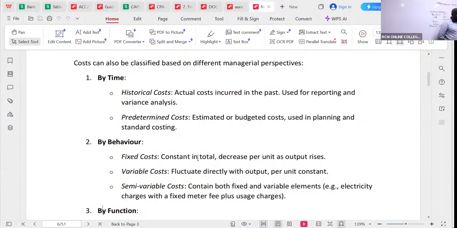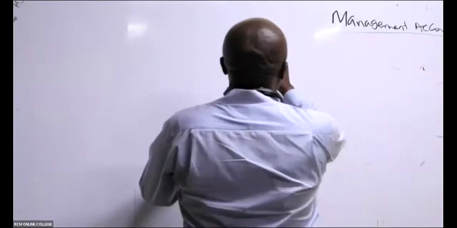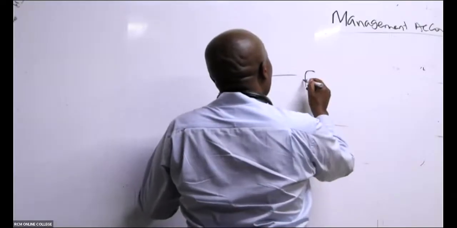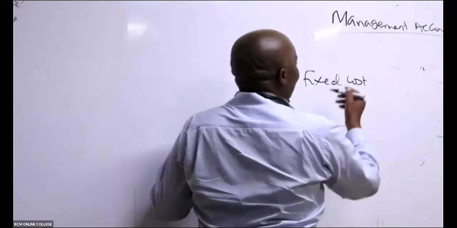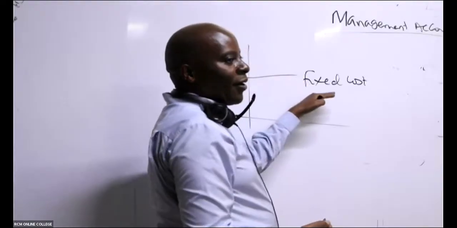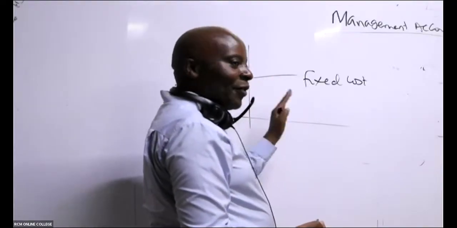How about variable costs? They also behave in a funny way, isn't it? They fluctuate. And then, ladies and gentlemen, we have what they're calling semi-what here? Semi-variable. How do semi-variable costs behave? They exhibit both characteristics. Please listen. When we talk of fixed costs, this is how they behave. They are ever constant.